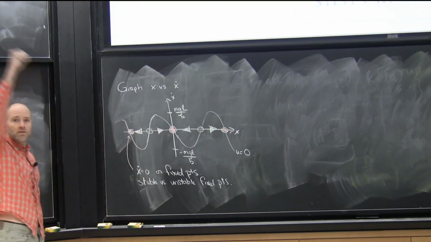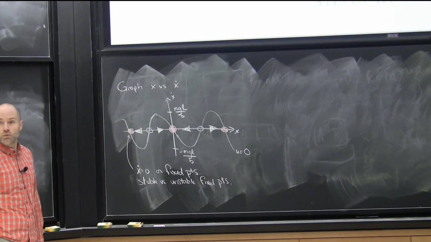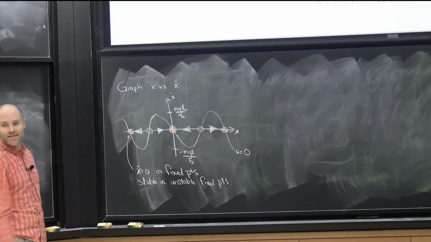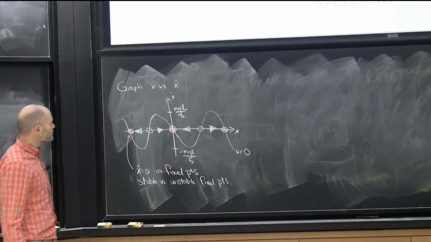So what does that correspond to for the pendulum? That's the unstable fixed point, right? And this is the stable fixed point down here. Sorry, if it's overdamped, it's actually going to never oscillate. It'll just go straight down to here, okay?